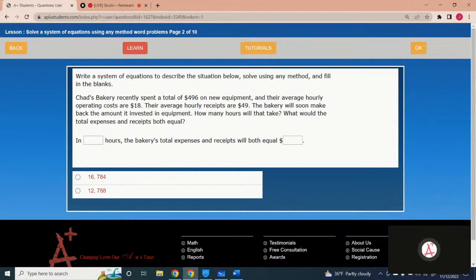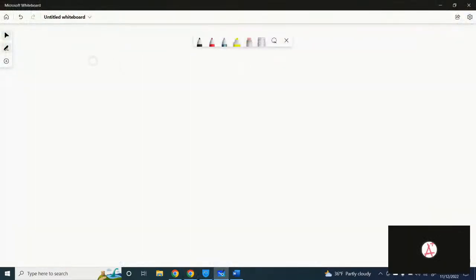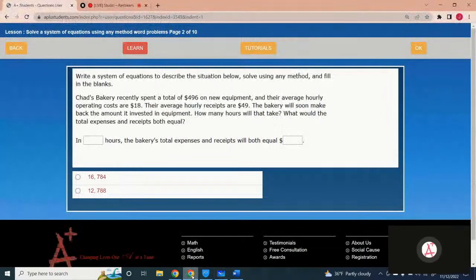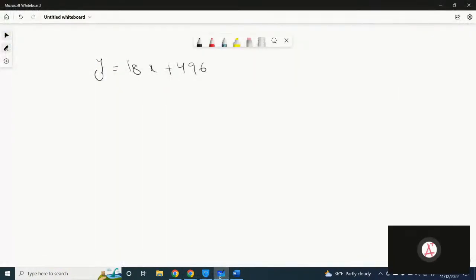So the first equation is: $496 on new equipment and their average hourly operating costs are 18. So it would be y equals 18x plus 496. And then the second equation: their average hourly receipts are 49. So it would be y equals 49x.